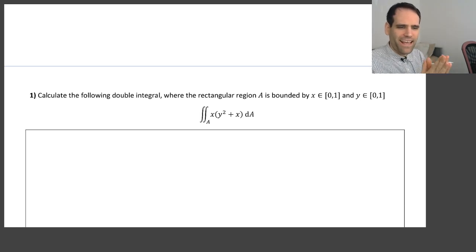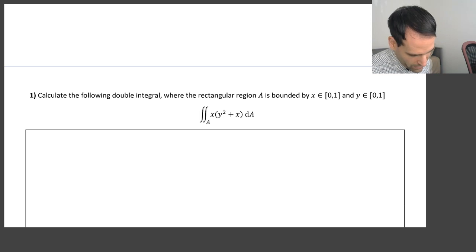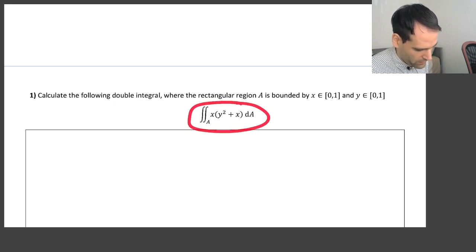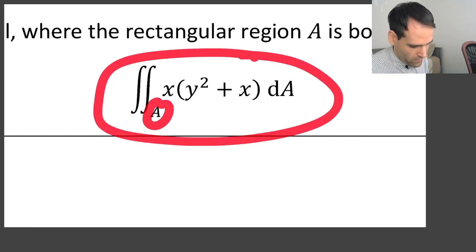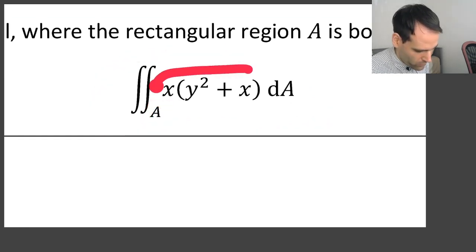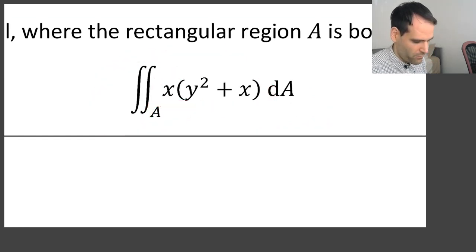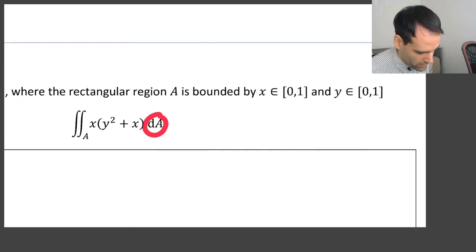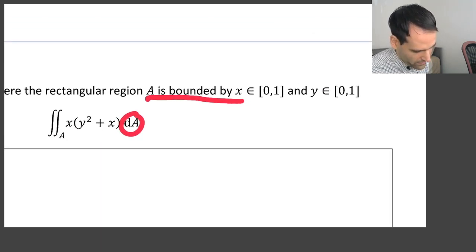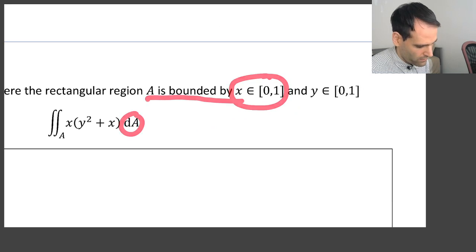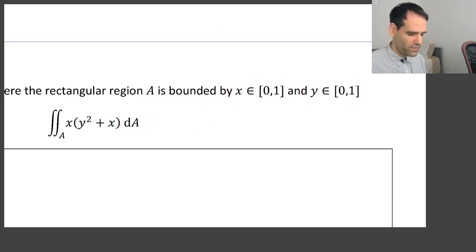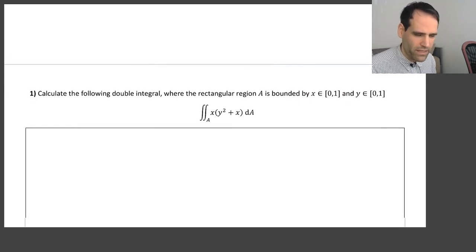So let's finally calculate our first double integral. This is problem 1. Calculate the following double integral on area A of this function, x times y squared plus x, with respect to the area A. And I'm telling you that A is bounded by x between 0 and 1 and y between 0 and 1. So this is a rectangular area, okay?